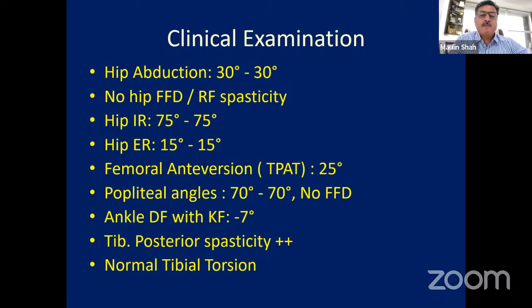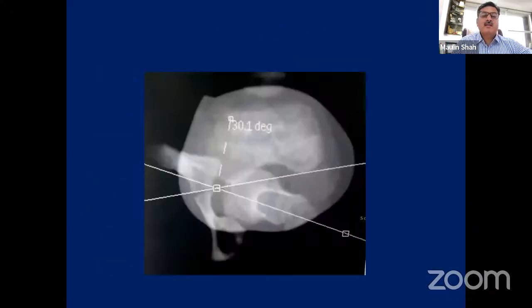And way back, this popliteal shift test was probably not devised at that time in 2009-10, so I did not find that in my note. His ankle dorsiflexion with knee flexion was -7, so a bit of static contracture he had. He had tib post spasticity and his tibial torsion was okay, which we checked with the prone foot axis. This is the CT scan we got at that point, and it shows some 30 degrees of anteversion.